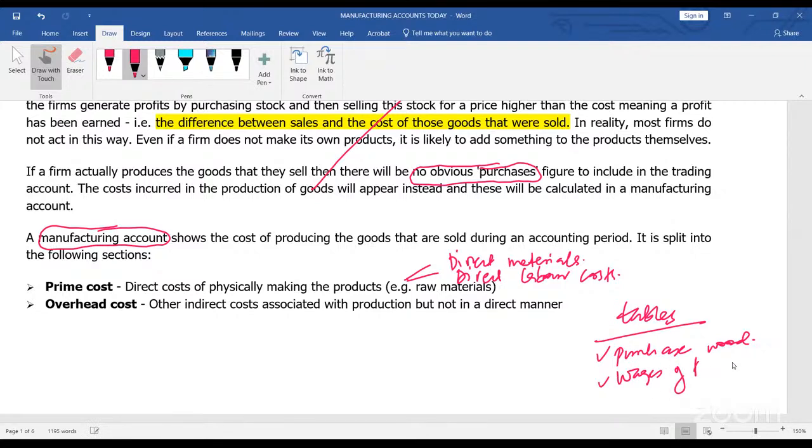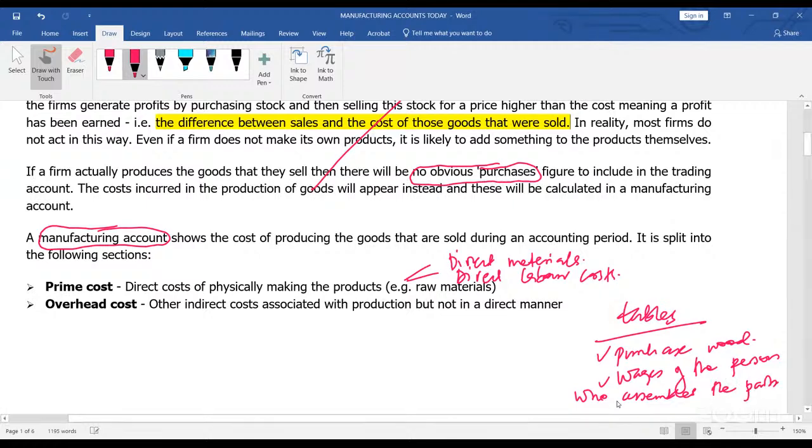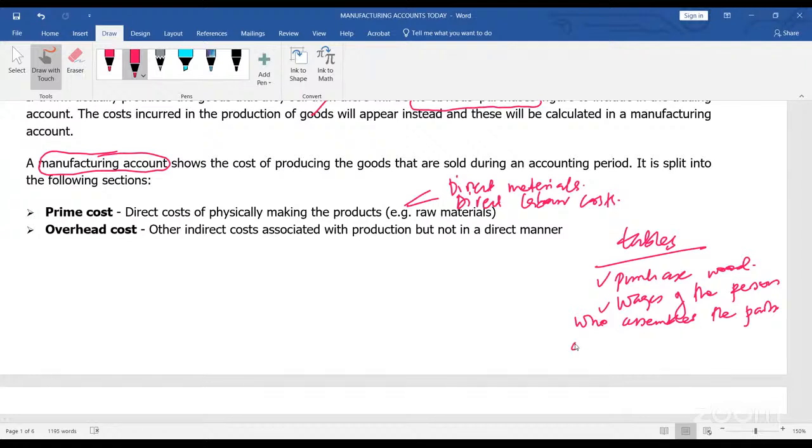Wages of the person who assembles the parts of the table. These are all direct costs because these costs are incurred to physically make the product. So direct costs, and prime cost is the aggregate of all the direct costs.